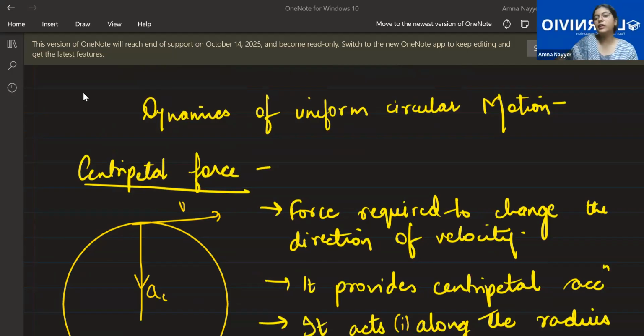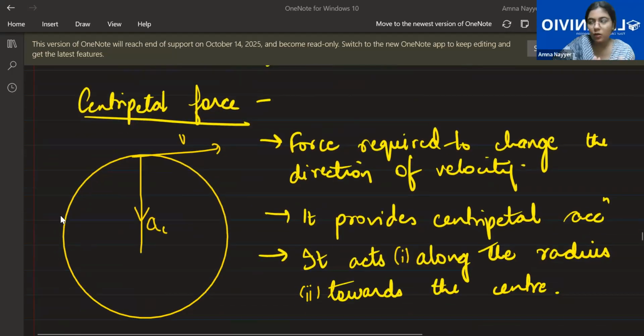Okay, talking about the dynamics of uniform circular motion. Now we come back to our chapter, laws of motion, which we were studying. So this part was related to the laws of motion, the circular motion part. Now this part is back to the laws of motion.